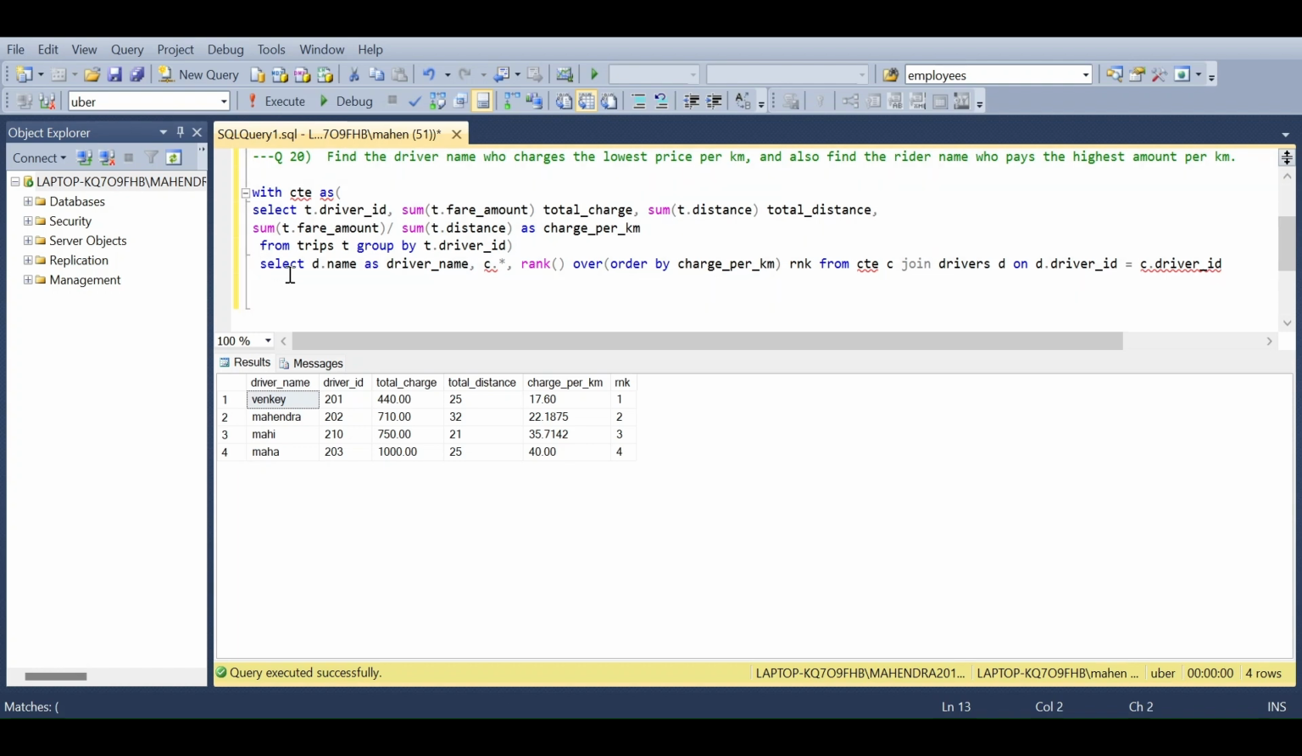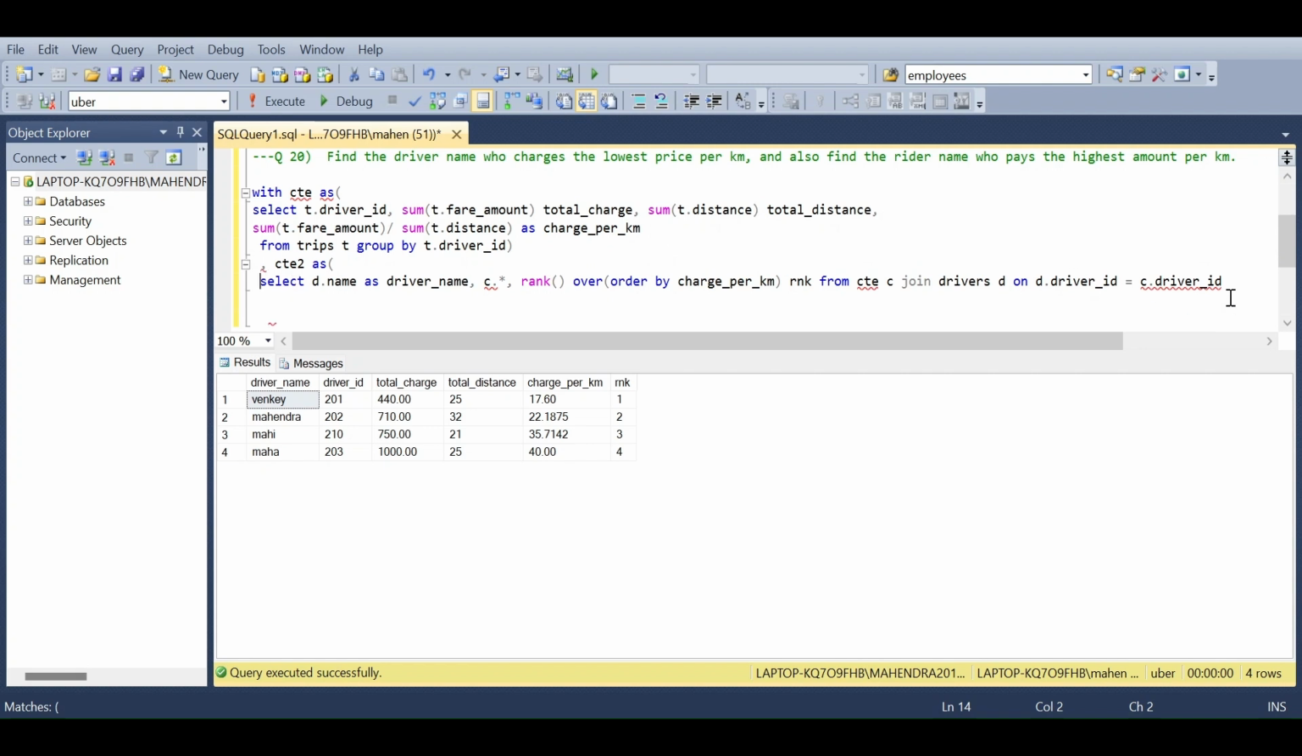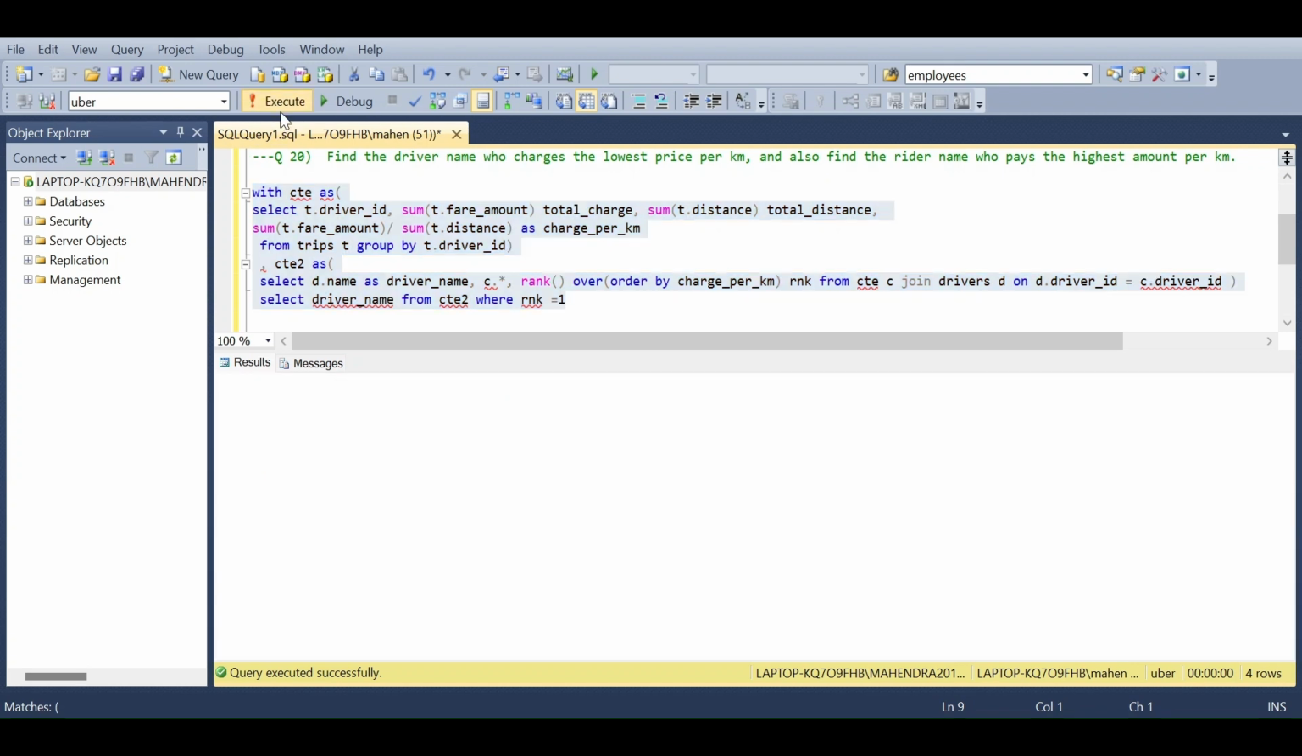Now we are going to extract a driver name who charges the lowest amount per each kilometer, right? So we will assign this as cte2. Now we will extract only driver name from cte2 where rnk equal to 1, right? If you execute this one, you can see here that is venkey. He is the driver who is charging the lowest amount per each kilometer. Okay, that's what you have seen, right?